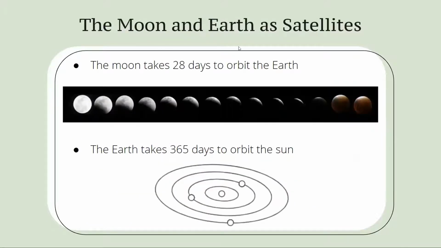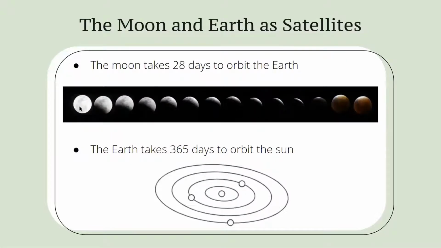Moving on to the moon and Earth as satellites, this is something that you probably already knew, but you didn't even know that they were satellites. The moon takes 28 days to complete its orbit around the Earth. So one full path around the Earth takes the moon 28 days. You know what else is 28 days? If you said about a month, you're correct. It takes about a month for the moon to rotate around the Earth one full time.